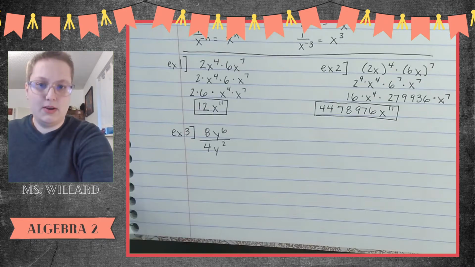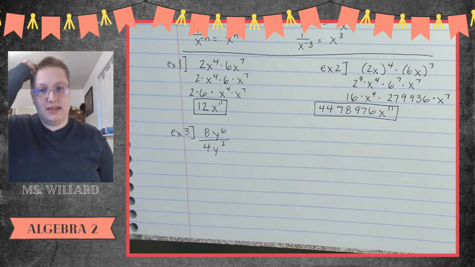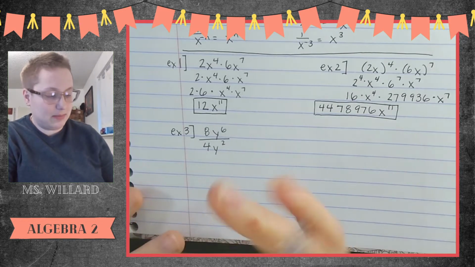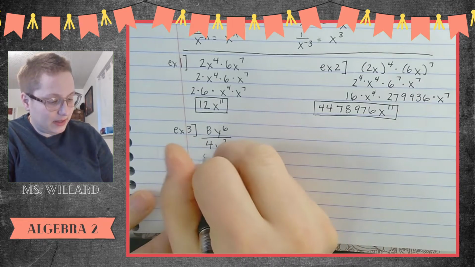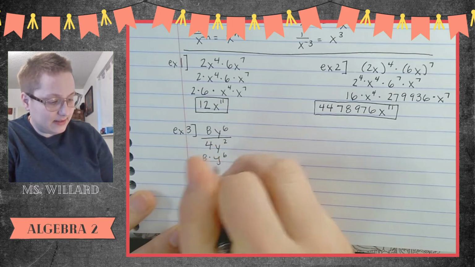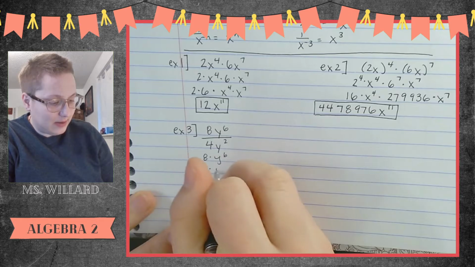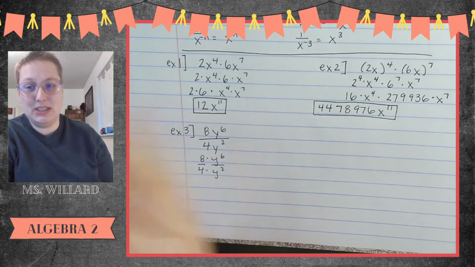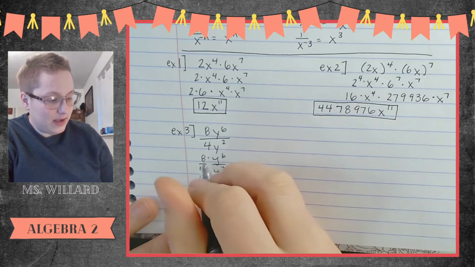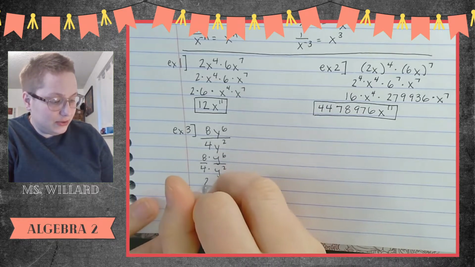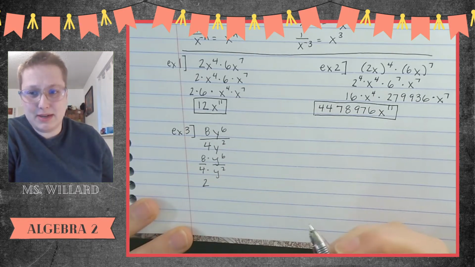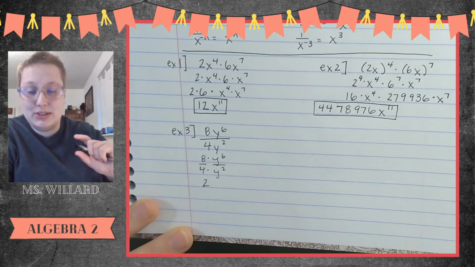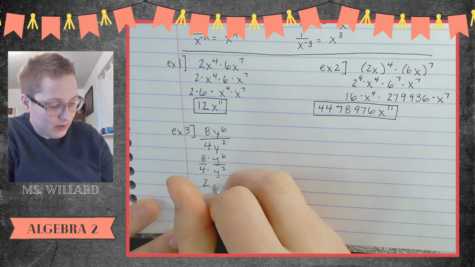Okay, let's step it up. Okay, we're going to try 8y to the 6th over 4y squared. Now, I'm going to treat these like separate things again. So it's actually more like 8 times y to the 6th and then 4 times y to the 2nd. And I'm going to treat these kind of like separate fractions. I'm going to only do the things that match. So 8 over 4 is just 2. Divide by 4, it's 2. And then when I do y to the 6th over y to the 2nd, I'm going to subtract the powers. So I actually get y to the 4th.